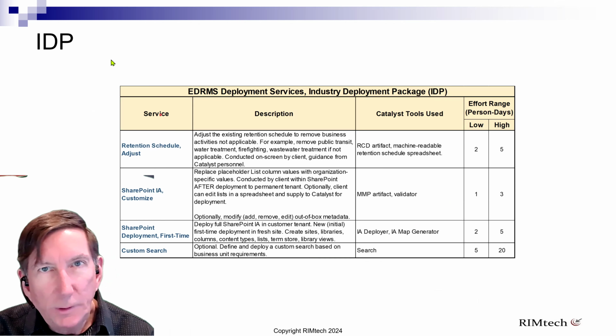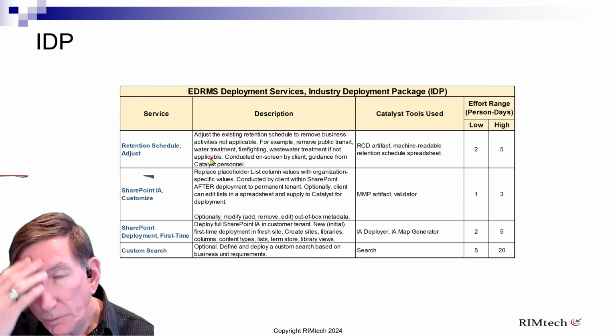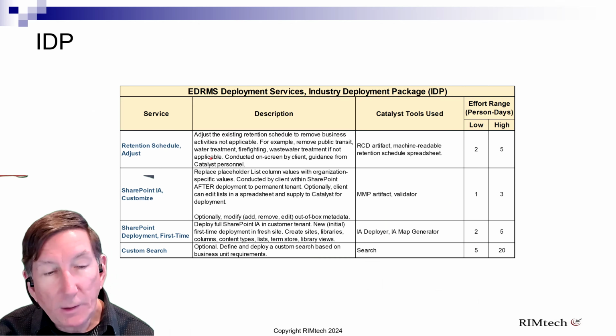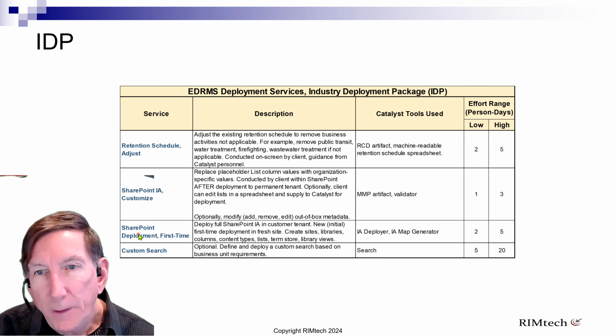So all you have to do if you're a municipality is to adjust the retention schedule, change your lists, pick from the 2,200 which ones you need. That's pretty well all you're doing. And then you just deploy it, test it, make sure you're okay with it, build a customized search, and you're done.